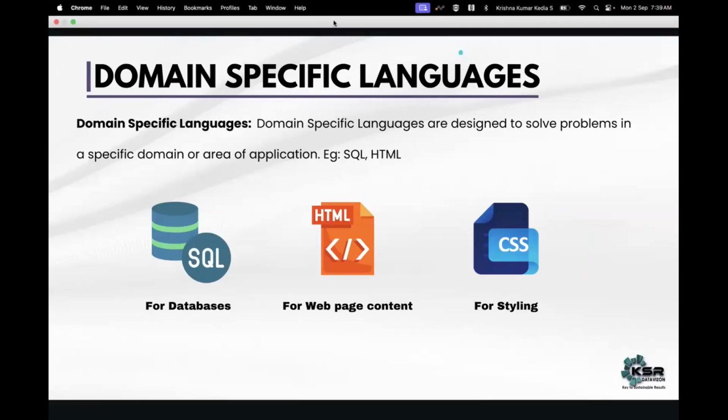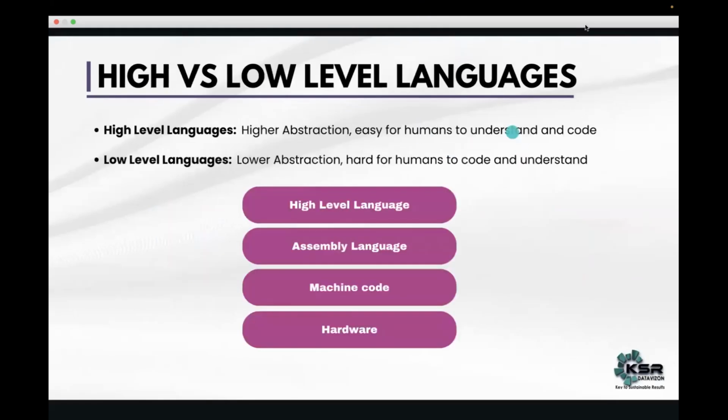Please speak up. Any doubts you can write in chat. Okay, let's move on.